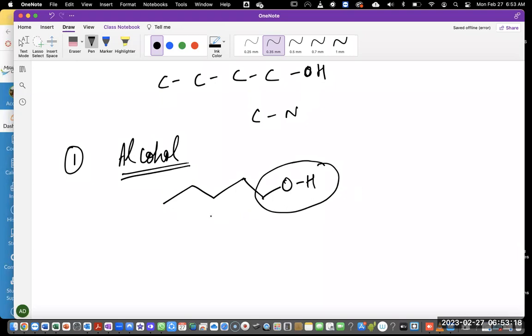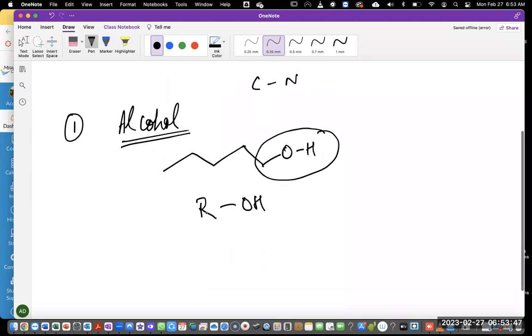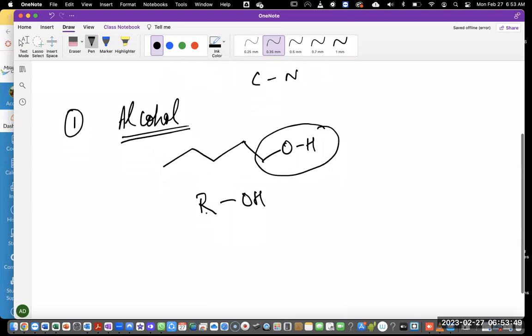Usually when we are defining alcohols, instead of showing the exact number of carbons, we can say we have a hydrocarbon chain, an alkyl group. We just call it R, and on the R we have OH. And this again is what identifies the alcohol. This R could be a 4-carbon chain, a 2-carbon chain, or a cyclic chain. So any hydrocarbon chain which has OH attached to it.